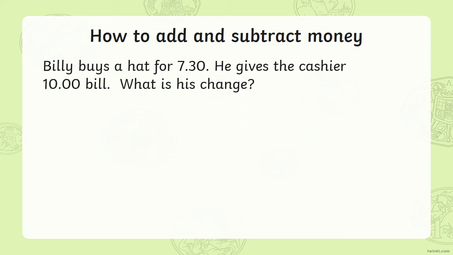Now let's look at another one. Billy now buys a hat for $7.30. He gives the cashier a $10 bill. What is the change? The clue word in here is change. Change tells us to subtract. So it means that we are going to put the money that he's giving the cashier, which is the $10, at the top, and the $7 that he's spending for the hat at the bottom.